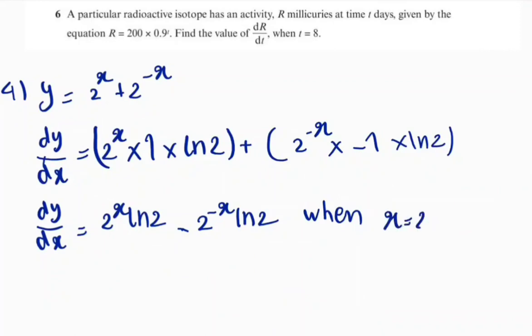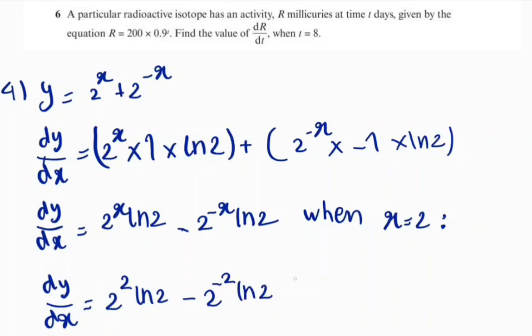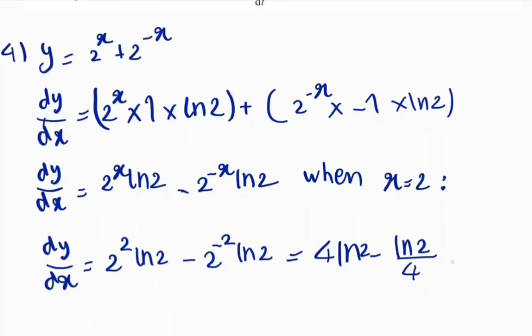So when x is 2, dy by dx is equal to 2 squared ln 2 minus 2 to the minus 2 ln 2. Now let's simplify this. So here we have 4 ln 2 minus ln 2 over 4. Oops, yeah, here should be ln 2. And we can also do the subtraction. So 4 ln 2 minus ln 2 over 4 is simply equal to 15 fourths ln 2. Now this is our gradient.